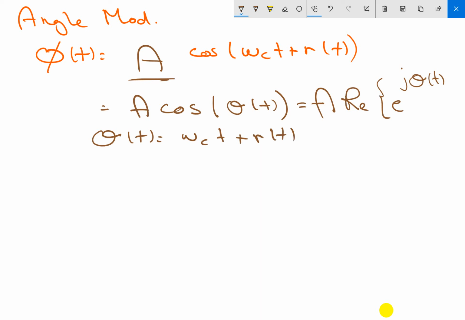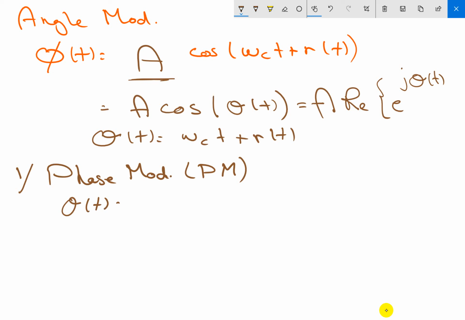Now let's talk about the first type of angle modulation, which is the phase modulation. The first type of angle modulation, we call it phase modulation, PM. Please remember the following. For PM, the instantaneous frequency of the modulated signal is linearly proportional to the amplitude of the information signal. And this is so obvious from the following equation.